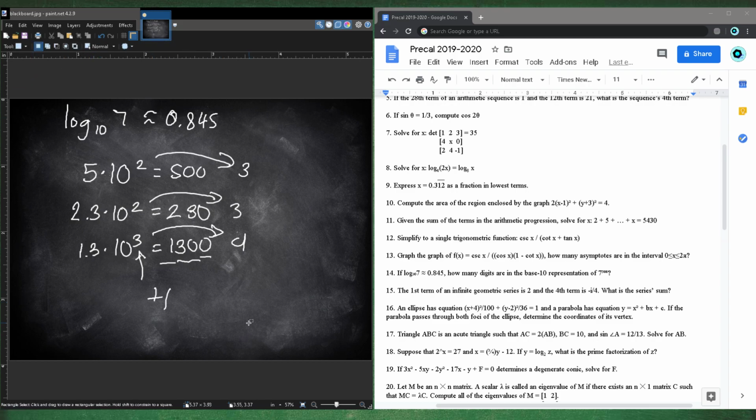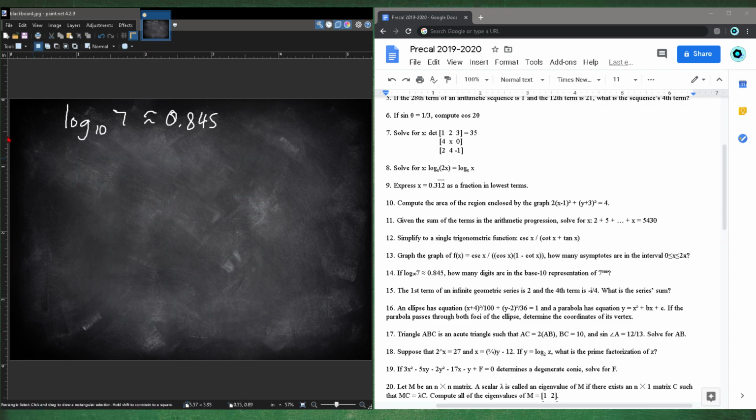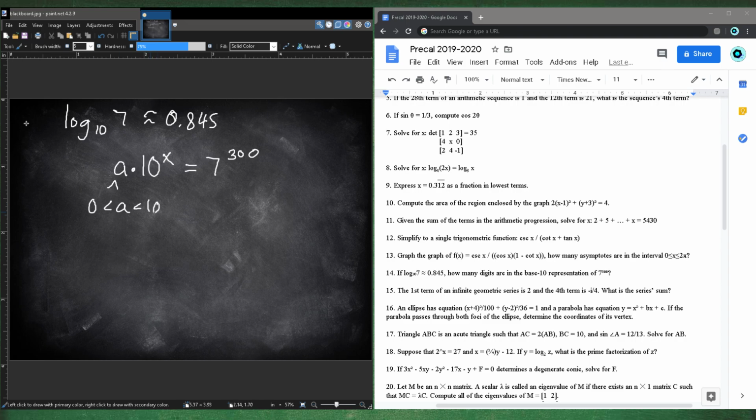And that's why they're going to give you this log 10 of 7. So how we do this is we convert 7 to the power of 300 to scientific notation: a times 10 to the power of x, where x is what we're looking for, equals 7 to the power of 300. And a has to be between 0 and 10, because in scientific notation it cannot be 10 or higher. If it's higher than 10, the exponent increases by 1. And it can't be lower than 0 because it has to be positive.